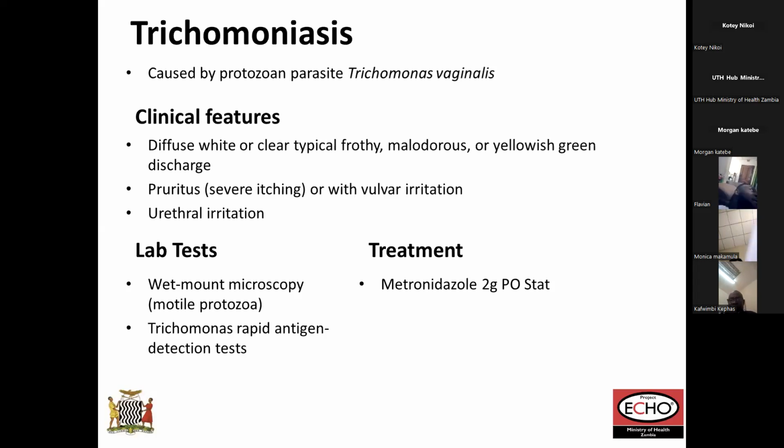Lab tests: you can do a wet mount microscopy where you see the motile protozoa. You can actually see it moving on the slide. And then you can also do rapid antigen detection tests. Treatment: metronidazole 2 gram oral stat. There's also an extended regimen where you can give a lesser dose for a few days, maybe twice a day.